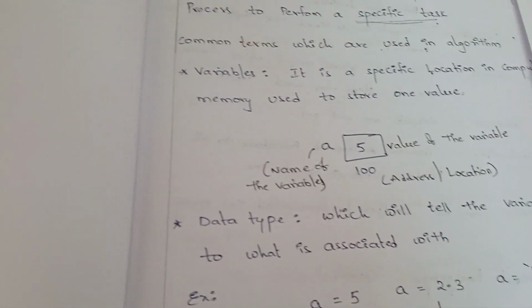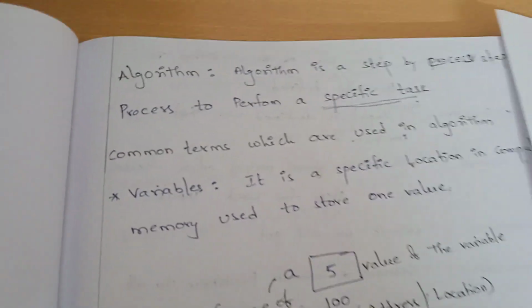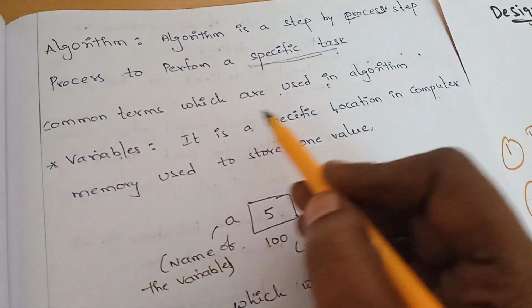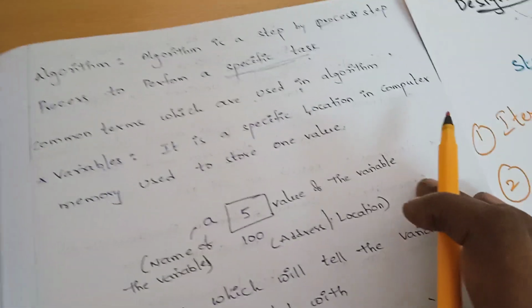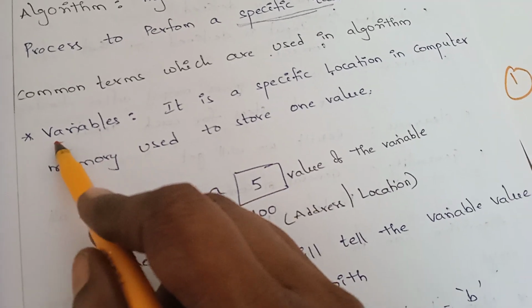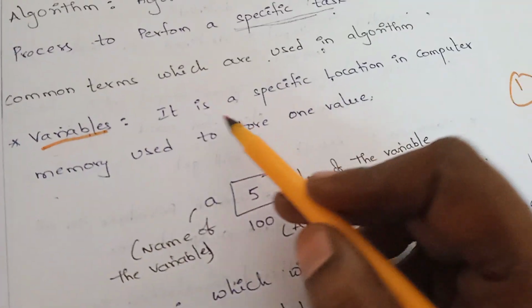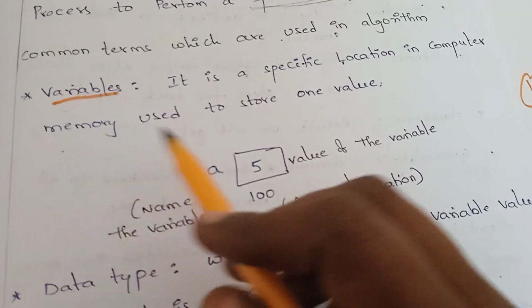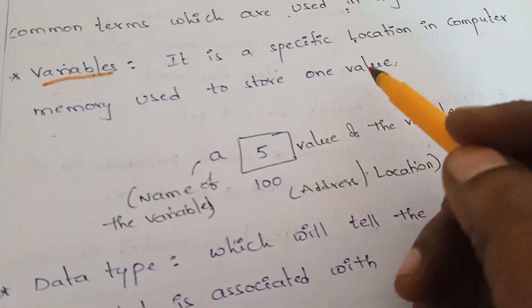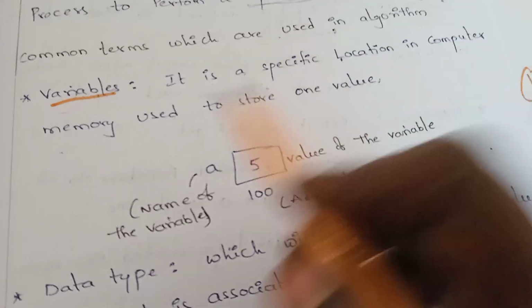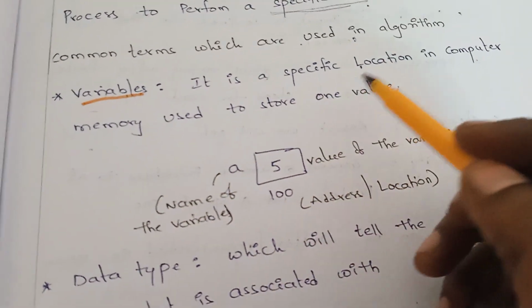Now let's step into the subject. So this is the definition of an algorithm. Now the common terms which are used in algorithms. These are the very common terms we'll encounter in algorithms. That is, variables. What is a variable? It is a specific location in computer memory used to store one value.